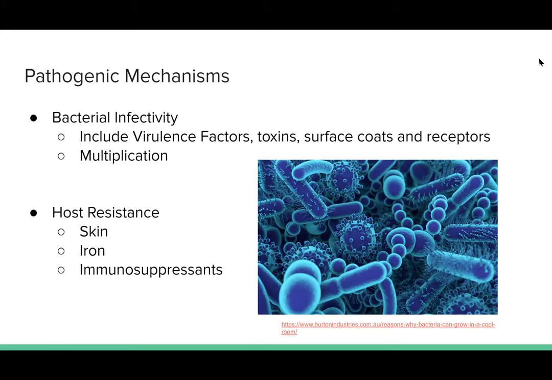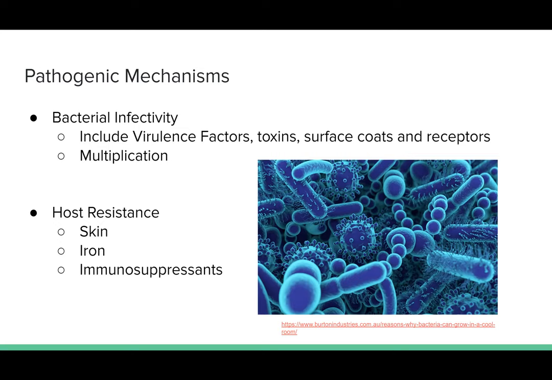So now that we know more about pathogenic bacteria or pathogenic prokaryotes, we can dive into how they spread, or pathogenic mechanisms. The first one is bacterial infectivity, which is a mechanism that pathogenic bacteria take to invade their host with the disease. Virulence factors, as well as toxins that we will go into more later in this presentation, as well as surface coats and surface receptors of that bacteria will allow them to reach their goal, which is to multiply as fast as they can so that they can infect more of the host body.